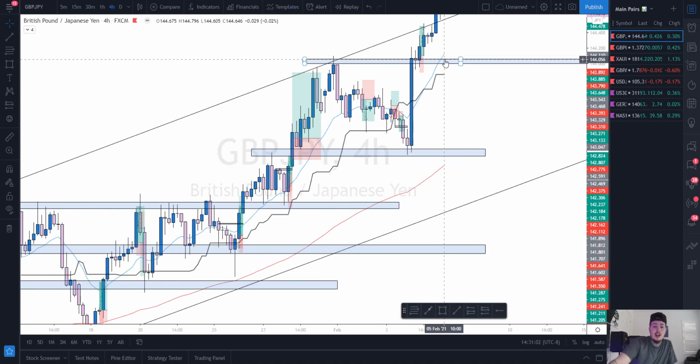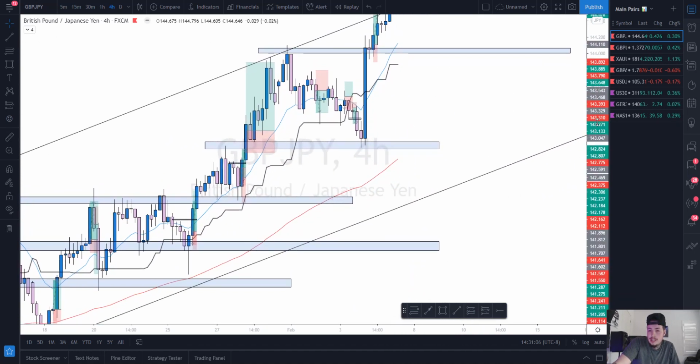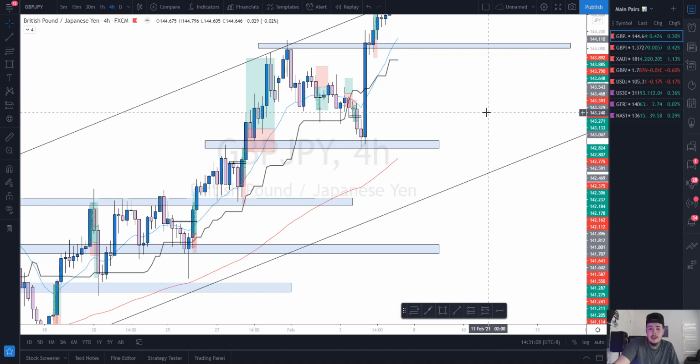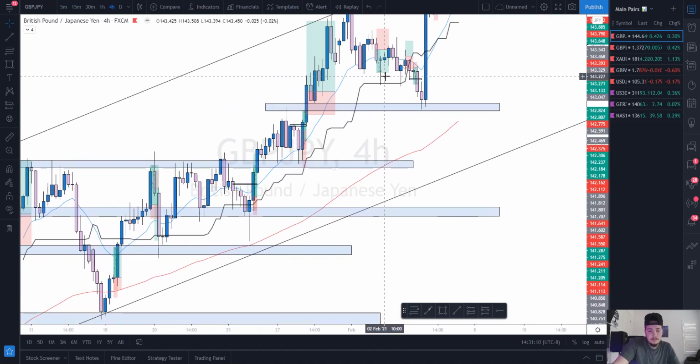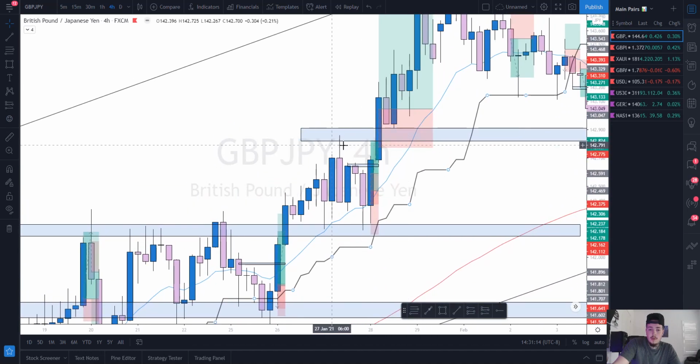Let's go ahead and talk about how we're gonna use it and situations where it's not valid, okay? Let's see. Right here we had a resistance, right? This could have been easily a resistance if price would have created a wick in this area. We would have had a resistance, okay?